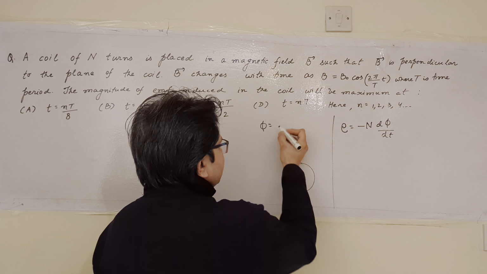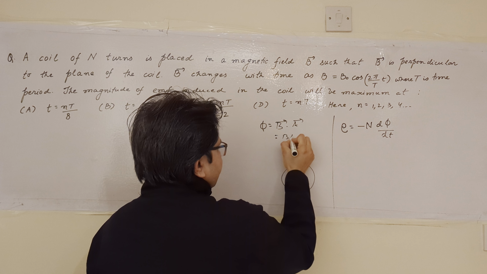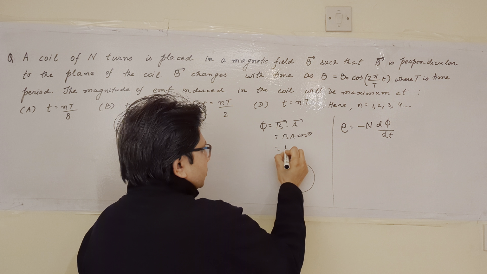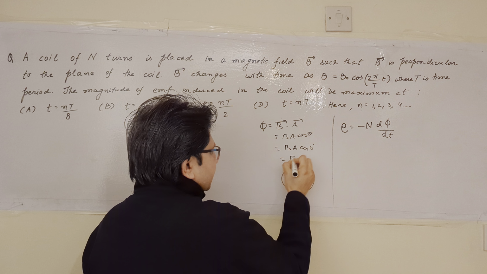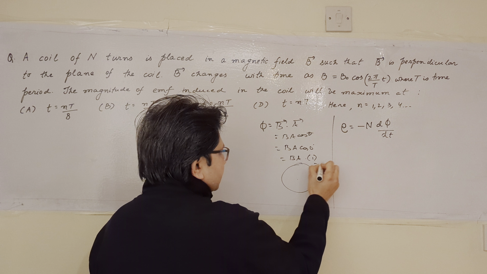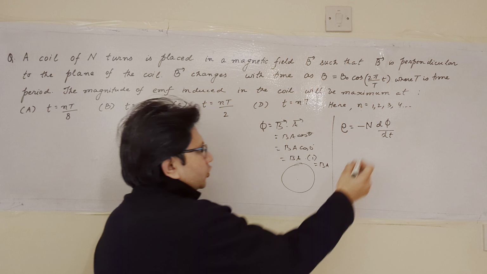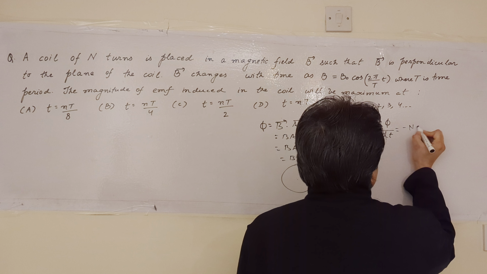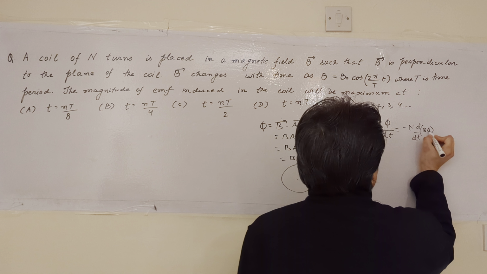And when it is 0, from the formula φ equals B dot A, or BA cos θ, we put the value of θ as 0. So we get BA cos 0, and cos 0 is 1. So we get BA into 1, which is equal to BA. So the flux is BA. We put this value of flux here, so we get the expression minus n d/dt of BA.